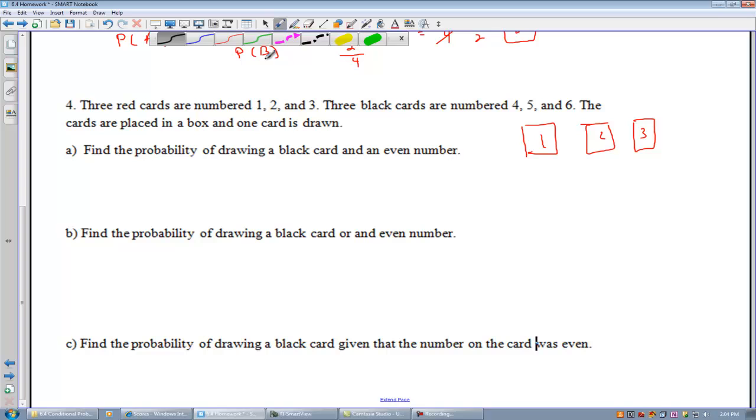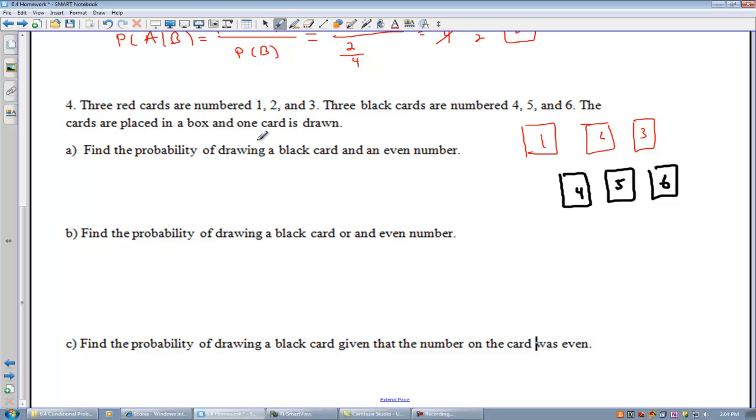So let's get a black marker here. So black cards are 4, 5, and 6. The cards are placed in a box and 1 card is drawn. All right, so we want to answer these questions. So now find the probability of drawing a black card. That's going to be our A. And, which is our intersection, an even number. So that's going to be our B. So find the probability of A intersect B.